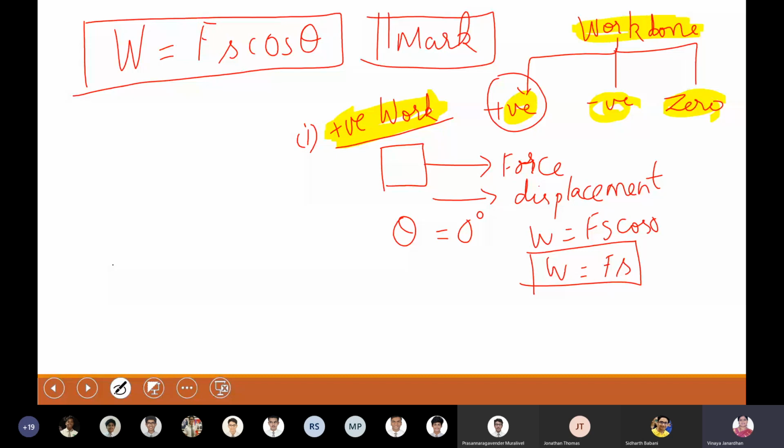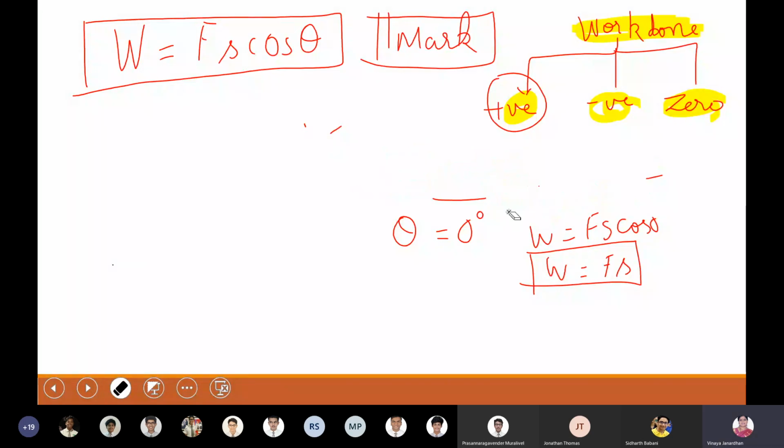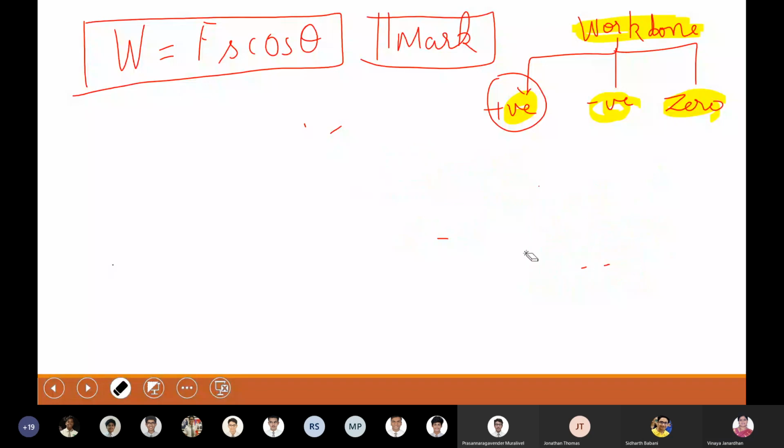So positive work, shall I erase the positive work? Boys, shall we go for the negative work? So I'll go for the negative work. Second one, negative work.